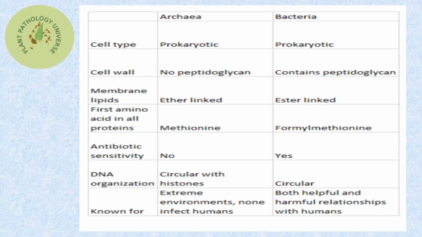So first, let's talk about the major difference between archaea and bacteria. Archaea are known as the primitive type of bacteria, and bacteria are also known as eubacteria. But the major common point in both is the cell type, that is, they both have the prokaryotic type of cell. That means their nuclear content is not bound by a membrane. That is the common factor in both types.